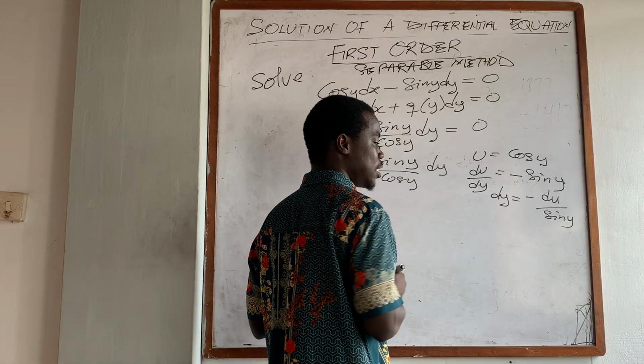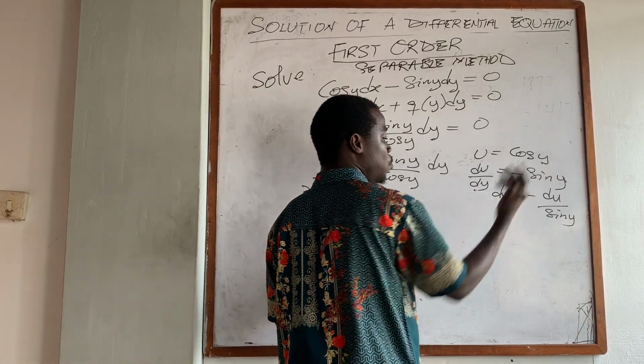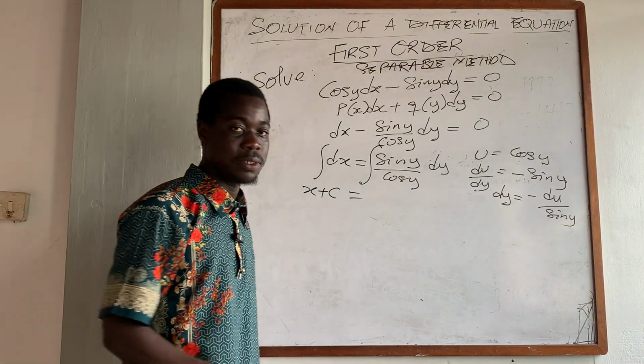What I did over here is I interchanged this and this. So if you do that, negative of this will come here and the y will go there. That is what I've done over here. Now after that, let's come and do the substitution.